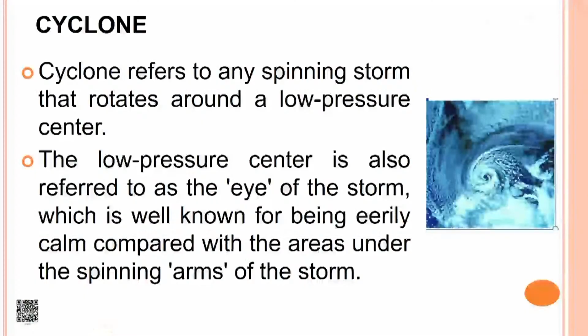cyclone. Cyclone refers to any spinning storm that rotates around a low pressure center. The low pressure center is also referred to as the eye of the storm, which is well known for being eerily calm compared with the area under the spinning arms of the storm. So, you could say that the eye is watching what's going on down below. It needs a clear path, but the arms are where all the action happens, because this is where the storm is throwing out all of its rain and wind.